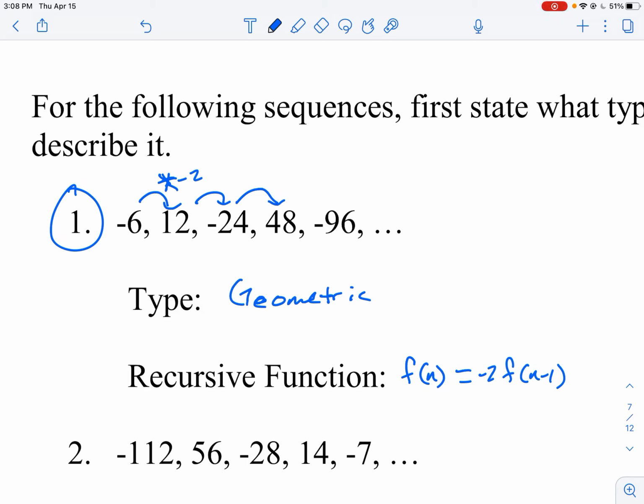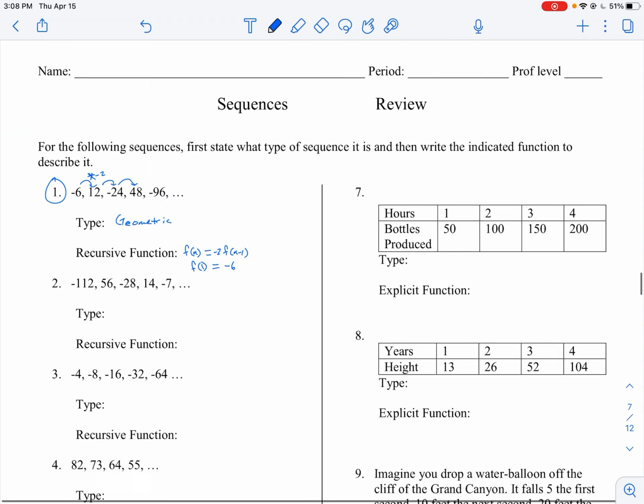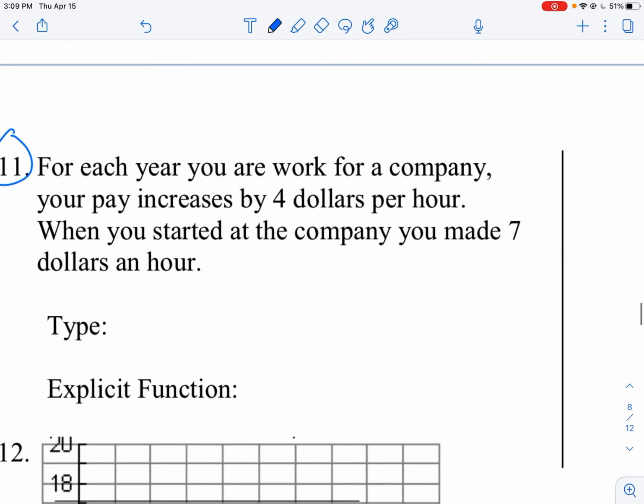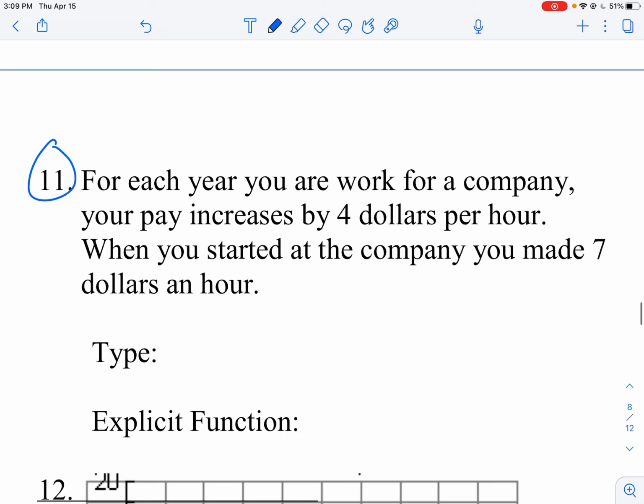That's the pattern part. This is not done, though. You do have to say where to start. So I'm going to put f of 1, which means the first term in the sequence is -6. So altogether, this says start at -6, and every number is the previous one times by -2. Let's try out another one. Let's jump to the back where we got a little word problem here. Each year you're working for a company, your pay increases by $4 per hour. When you started the company, you made $7 an hour.